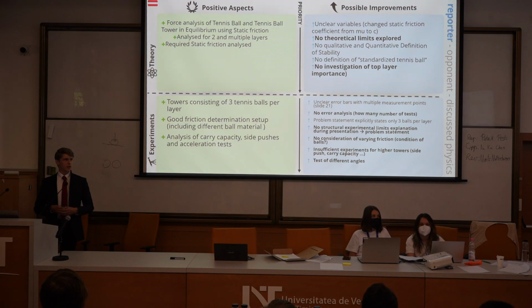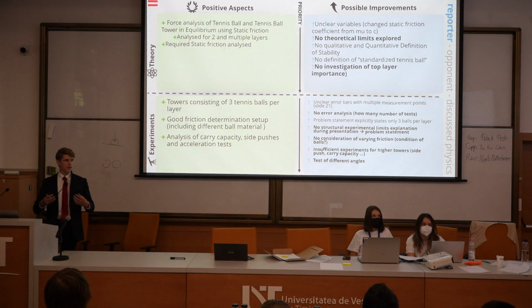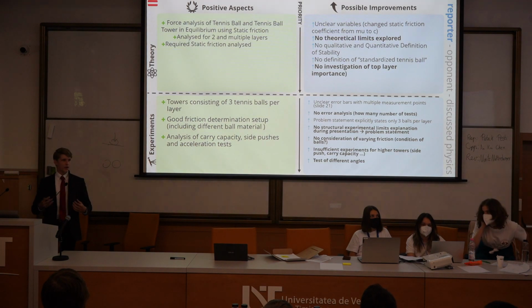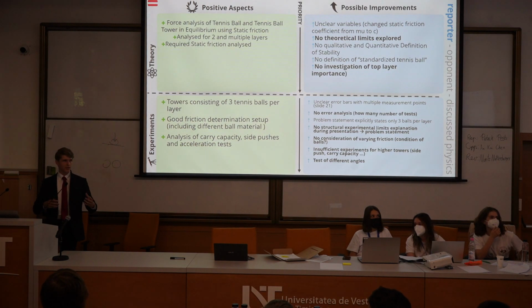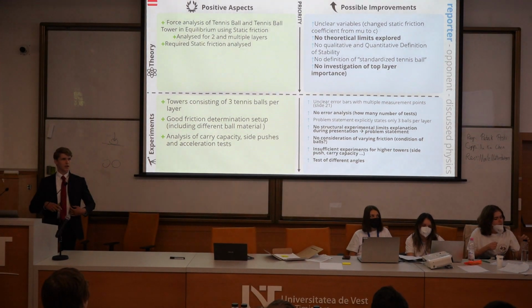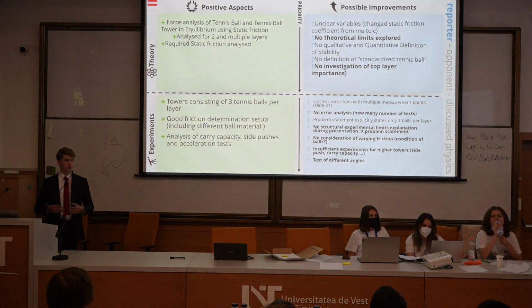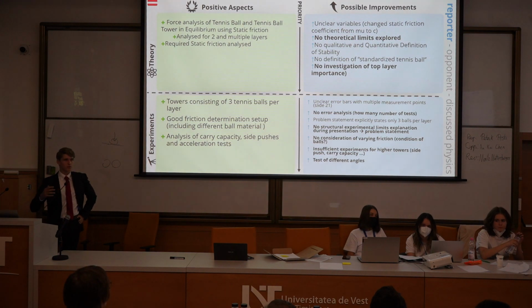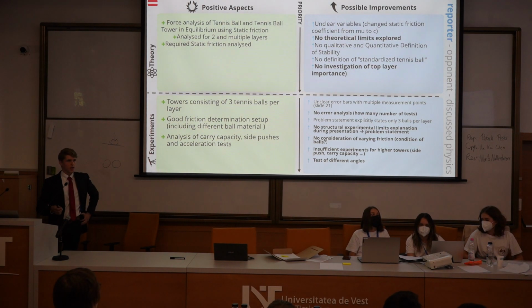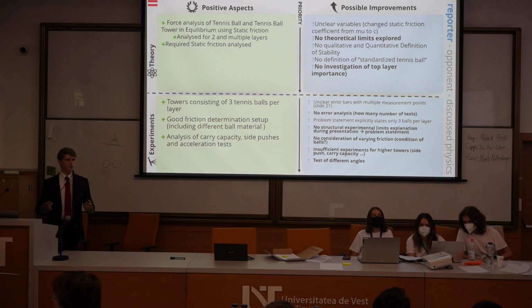In terms of experiments, some of the positives were that a tower consisting of 3 tennis balls per layer was conducted. There were good friction determination setups, and the carrying capacity, also including side pushes and acceleration tests, was tested. However, the error bars were not always clear. No error analysis was done, since the number of tests was not specified. The problem statement explicitly states that only 3 balls per layer have to be used, although some other structures were also used. The structural limits of the experiment were not really considered.